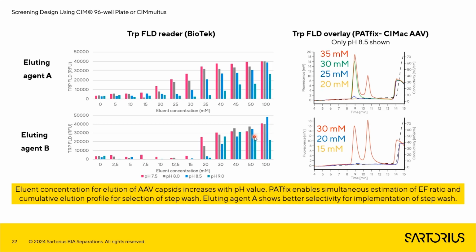The data for this is shown here on the next slide, and I had it divided into two sections. The first one here on the left is how it is seen by a regular microplate reader, which is tracking the fluorescence signal. And on the right side, I have the same results as seen with the PETFIX system coupled with the CIMac AAV column. It is also divided horizontally into eluting agent A and eluting agent B.